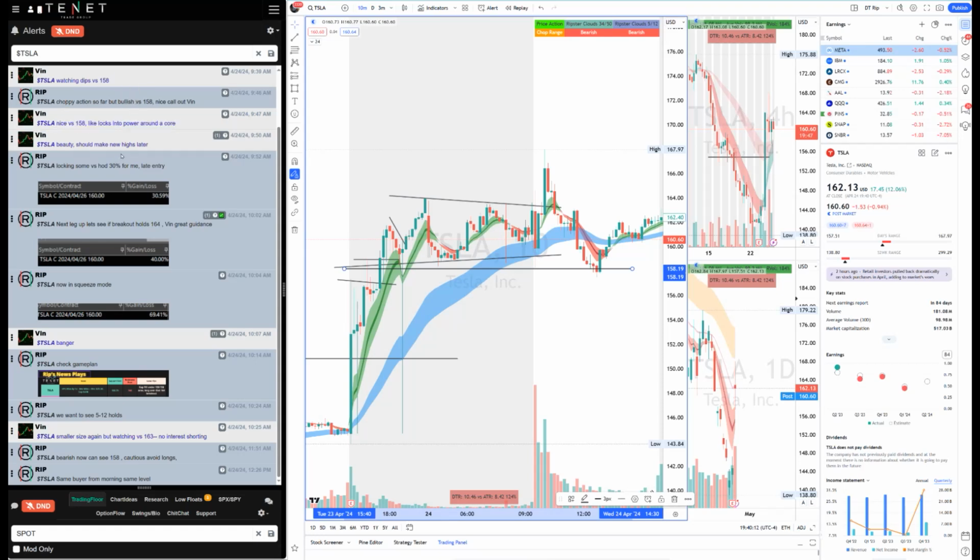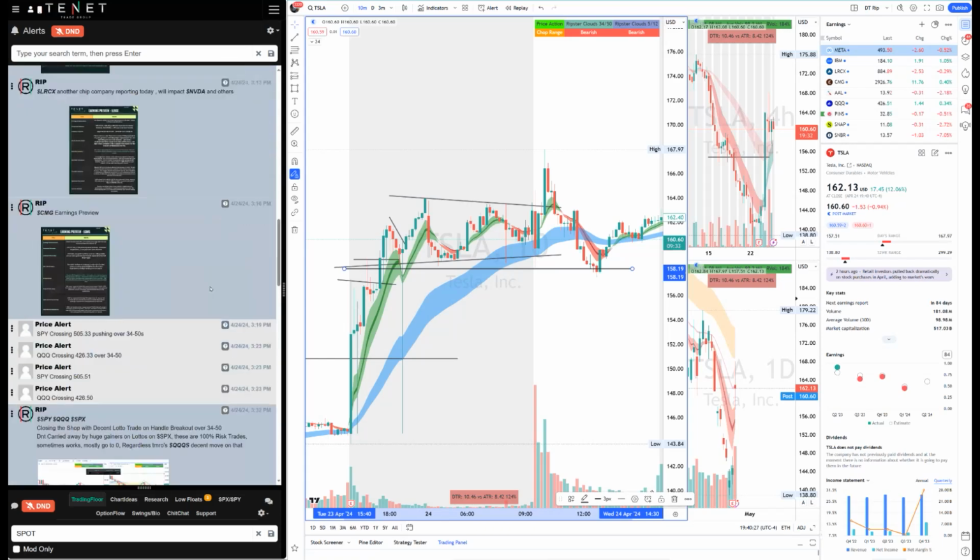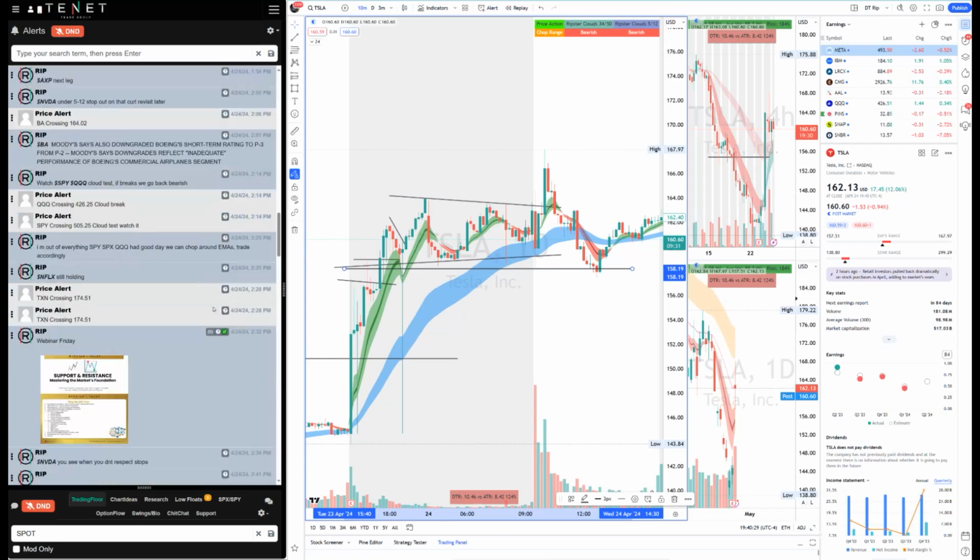Win was early, and he came in, then I came in, and then 164 breakout. I added a little more, and then it started to push to 168. Target was 170. You can see my other, I can show you my other Tesla.